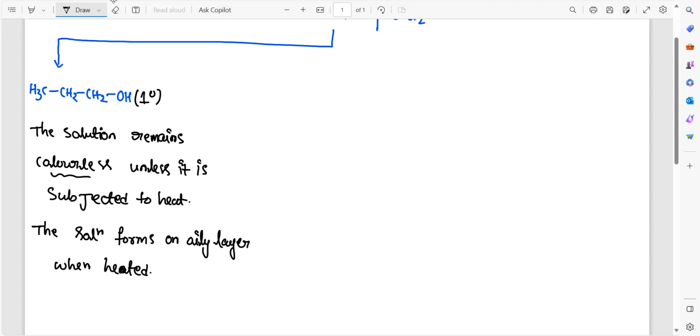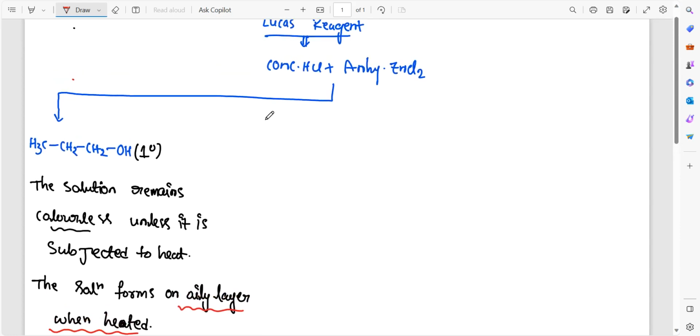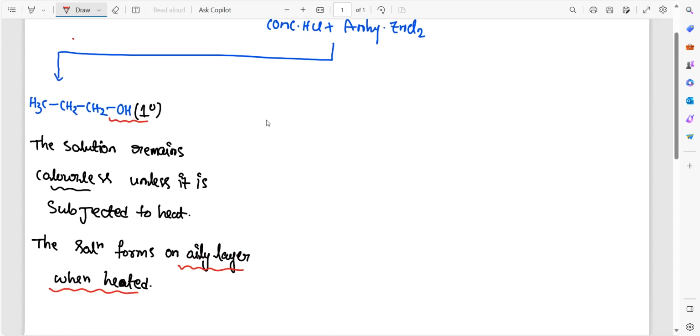You have to keep in mind that by heating it forms the oily layer. So we conclude that when Lucas reagent is reacted with primary alcohols, the solution remains colorless until it is subjected to heat. Only in case of heating is the oily layer formed.